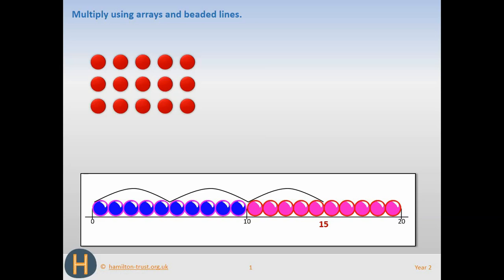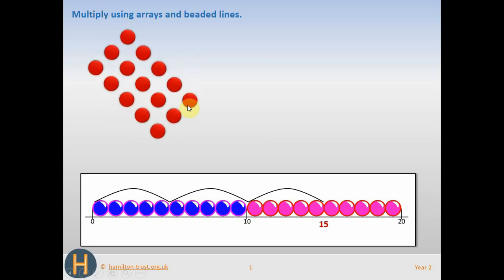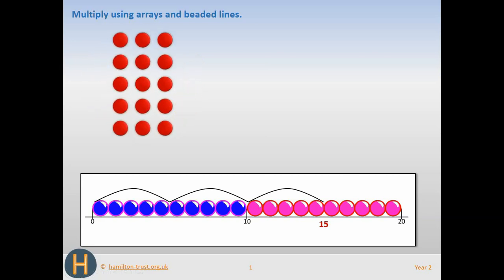5 lots of 3. Do I know my 3 times table? No, so I'm going to count them. 1, 2, 3, 4, 5, 6, 7, 8, 9, 10, 11, 12, 13, 14, 15. Well, it's 15. So it's the same array. You can try it around the other way and say it's 3 lots of 5: 1, 2, 3, 4, 5, 6, 7, 8, 9, 10, 11, 12, 13, 14, 15.